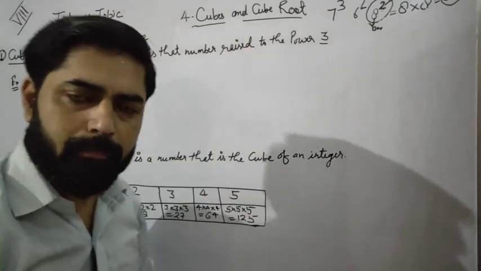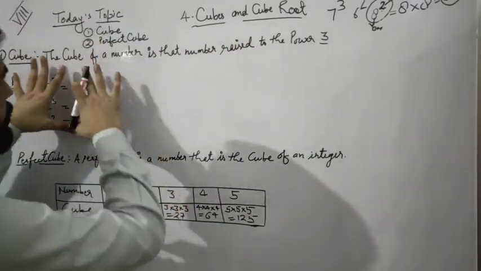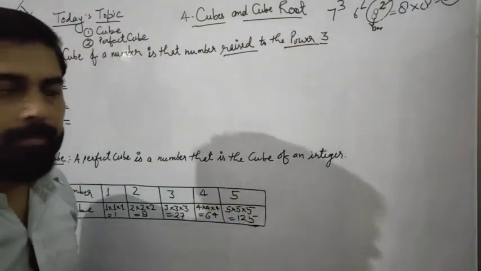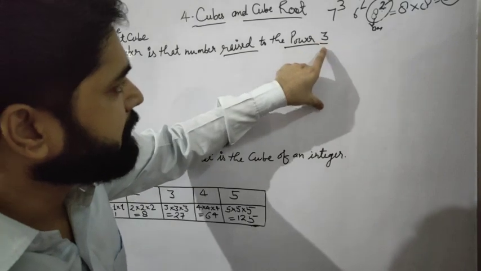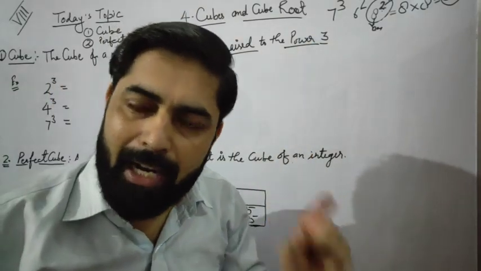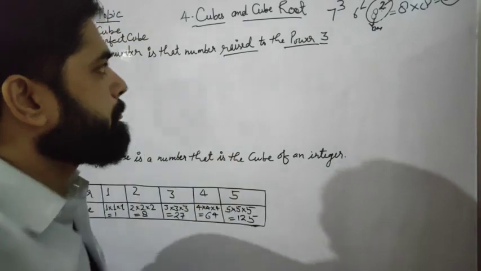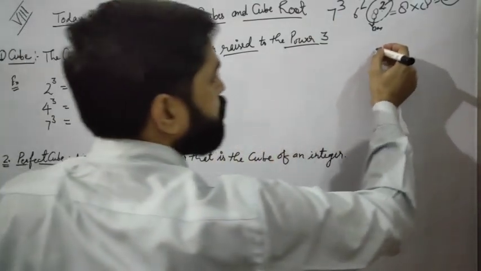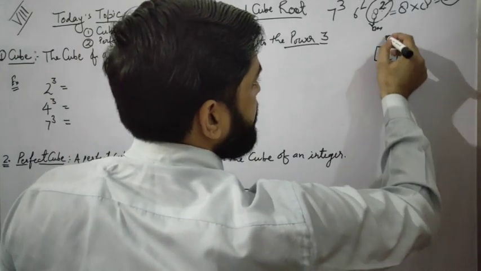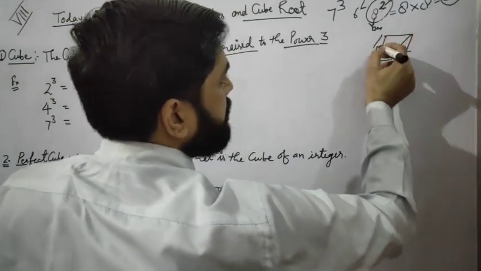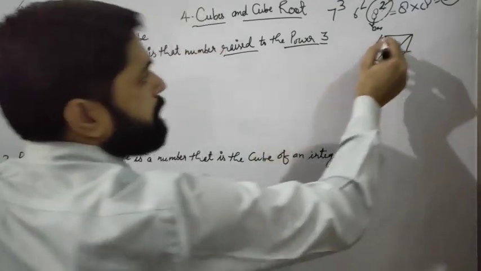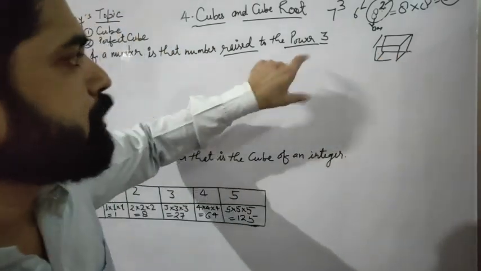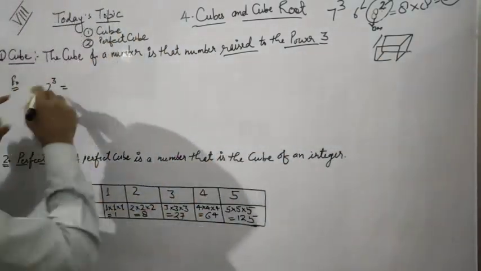Same here with the cube. The cube of a number is that number raised to the power 3. If any number has the power 3, you can call it the cube. You are familiar with this shape, a cube, and you know it is a cube. What is the property of a cube? All the sides of a cube are equal. So this is a cube and this is a cube, both are different. Look here at some examples.